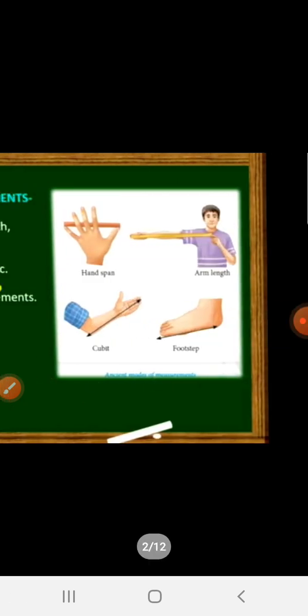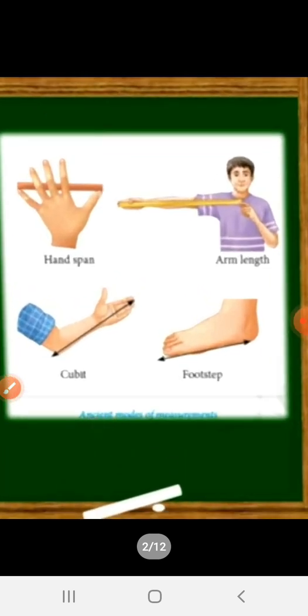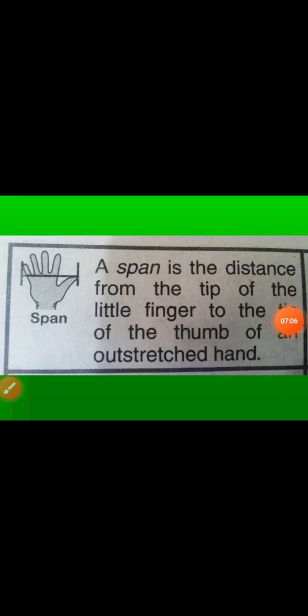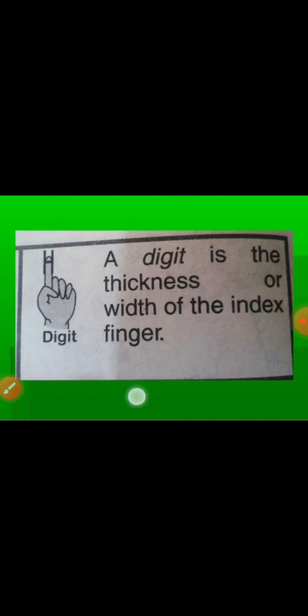As you can see in the picture, these are the various methods opted by ancient people to measure the distance or the length of any object, that is handspan, arm length, cubit and footstep. As you can see, handspan is the distance from the tip of the little finger to the tip of the thumb of an outstretched hand. This is the handspan. Now, a digit is the thickness or width of the index finger.